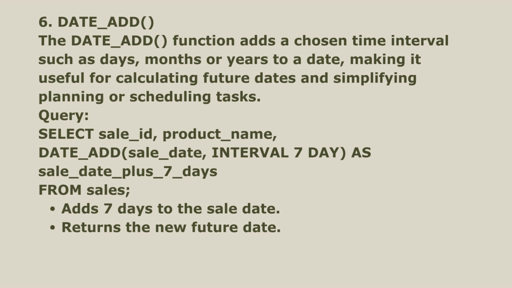The sixth one is DATE_ADD. This function is used to add an interval, so that it will add days, months, or years, making it useful for calculating future dates, simplifying planning and scheduling tasks. Here you can have an interval based on adding 7 days, 8 days, or depending on the number of days, it will return a new future date for you.